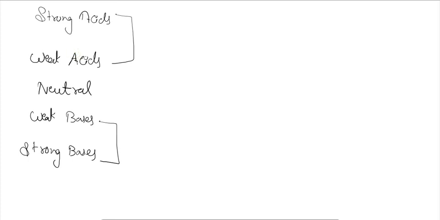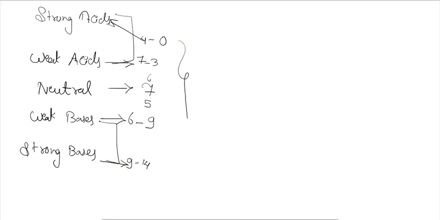If the number is between 4 to 0, then they are strong acids. If it is between 7 to 3, then they are weak acids. If they are just near 7, meaning 6 to 5, then they are neutral substances. Similarly, if the number is between 6 to 9, then it is a weak base, and if it is more than 9 up to 14, then it is termed as a strong base. So on the basis of the pH scale, we have defined these new classifications for substances: strong acid, weak acid, neutral, weak base, and strong base.